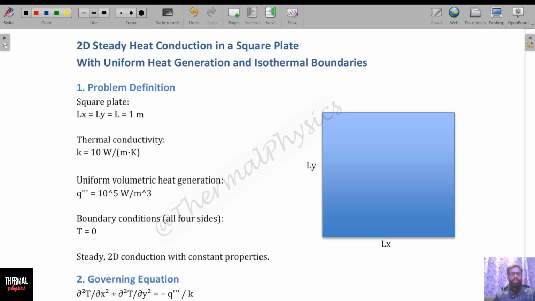Hello and welcome back. In today's video, we are going to take another two-dimensional heat conduction problem, and it will be two-dimensional steady-state heat conduction in a square plate, like we did the last time. But in this, we have included uniform heat generation, which was not included in the last video.